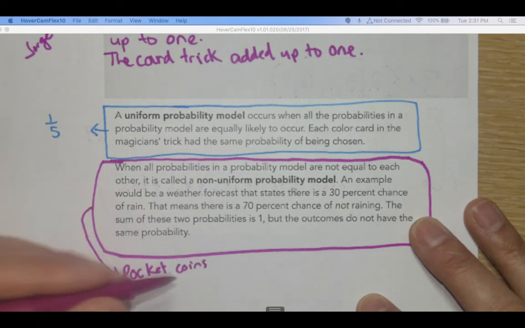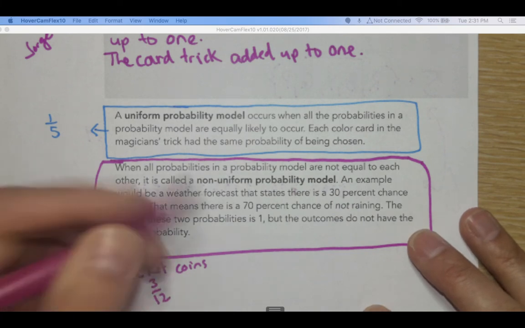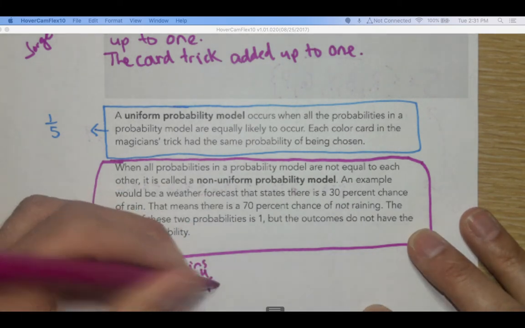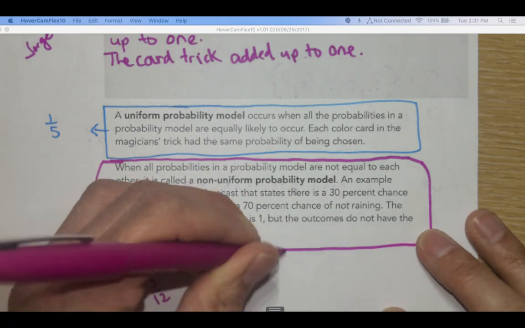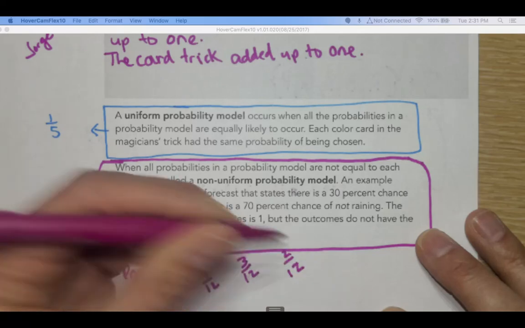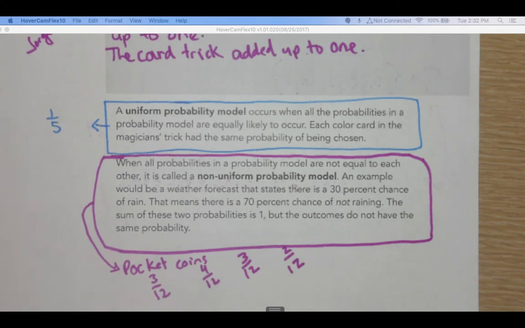also in the intro, where it was the penny. There was 3 out of 12 that were the pennies. There was 4 out of 12 that were nickels. There was 3 out of 12 that were dimes, and then there was 2 out of 12 that were quarters. And so those were not equal, and so that would be a non-uniform probability model. Okay. All right, and so that is the end of lesson 2.1.